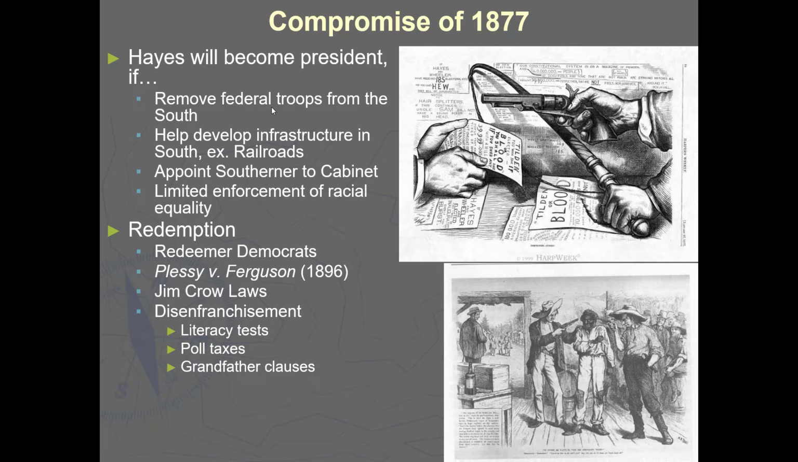At the end of the day, Reconstruction is going to come to an end, mainly because the North is going to grow weary after 10 years of doing this, and they're ready to move on. And so when Rutherford B. Hayes becomes president, appointed by the House of Representatives, they decide to put an end to Reconstruction. But remember, it was overwhelmingly that they were ready to move on from Reconstruction.